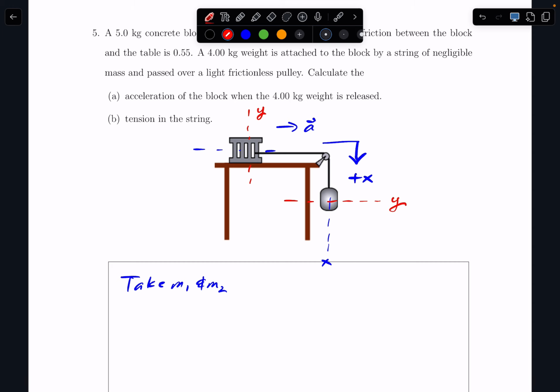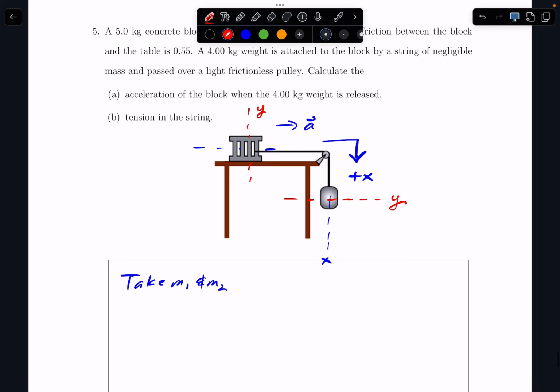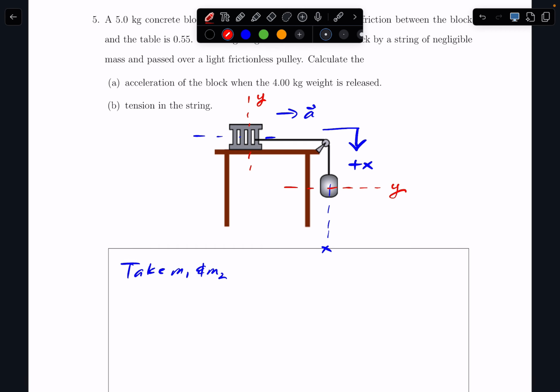All right, I know this looks weird. I know you're not supposed to do this, but trust me, this is fine. It works. All right, everyone okay with the coordinate system?